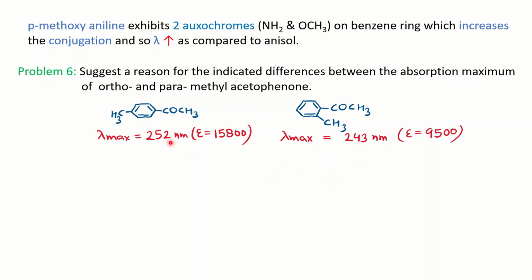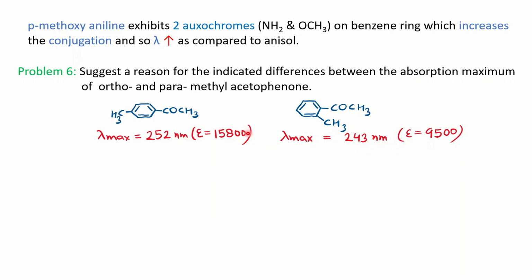A decrease in lambda max value we call a hypsochromic shift. If the lambda max value decreases, it is called hypsochromic shift or blue shift, meaning a decrease in the wavelength. So why is it so? Moreover, if you notice the intensity, here it is 15,800, while here it is only 9,500. Intensity also decreases, right? So decreasing intensity means hypochromic effect. If the intensity increases, it is hyperchromic. If the intensity decreases, hypochromic. For wavelength, a decrease means hypsochromic.